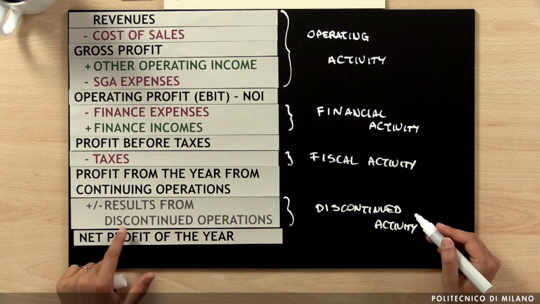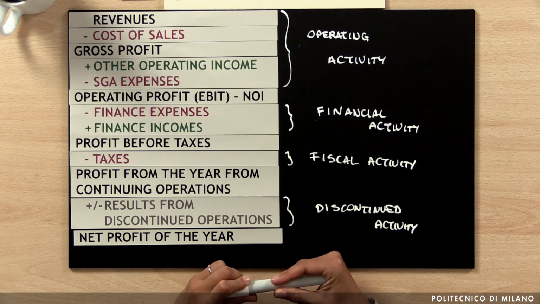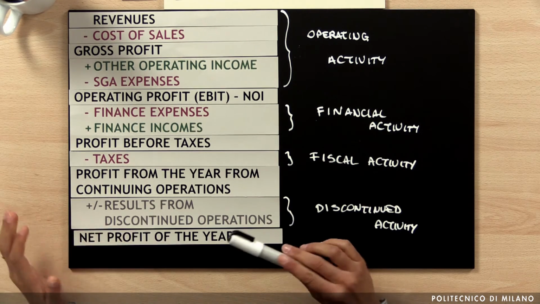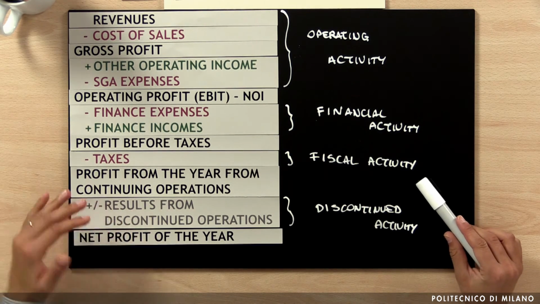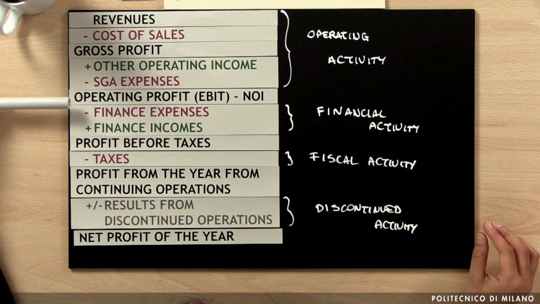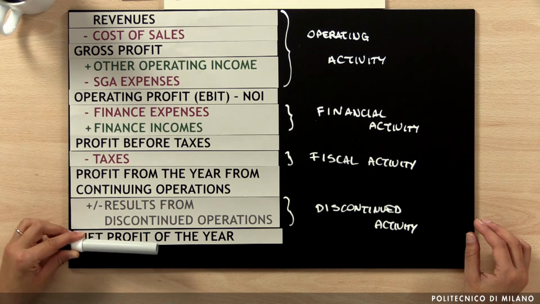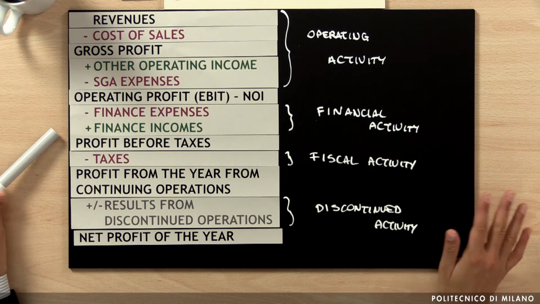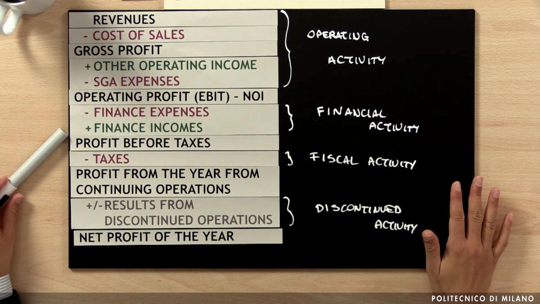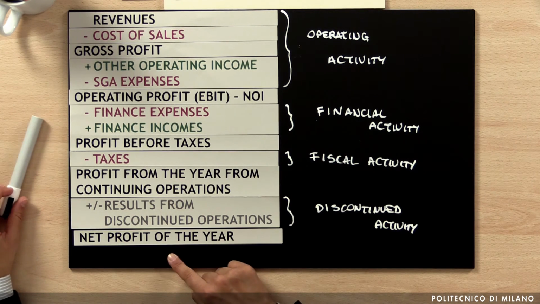Of course, if we do not have any particular extraordinary activity within the company, we won't have anything in terms of discontinued operation. And if we go back and think of the distinction between the income statement by nature and by function, the difference between the two approaches can be identified until the operating profit. From the financial expenses going on, the two structures of the income statement by nature and by functions are the same. So basically, the final result of the income statement is to show this net profit of the year.